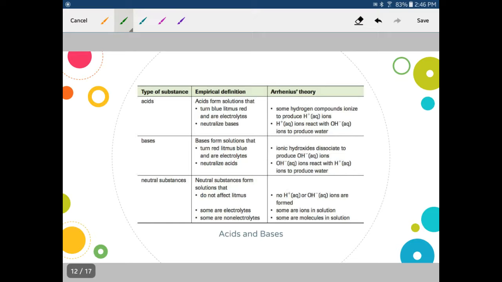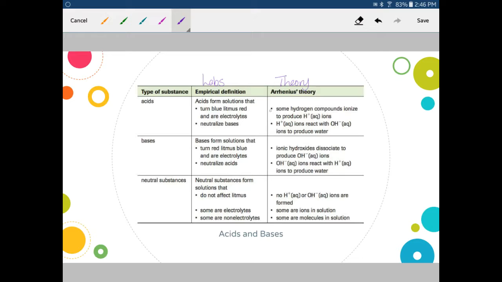Now, if we look at the empirical definition, this is what we see in the labs, and this is the theory behind what we see. We see that acids turn blue litmus red and are electrolytes, so that's something that we've talked about. Another property of acids is that they neutralize bases. If you have a really low pH and a really high pH, neutralizing means that you bring them to a pH of about 7. So we see that with acids.